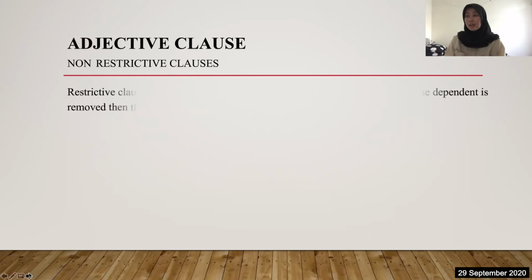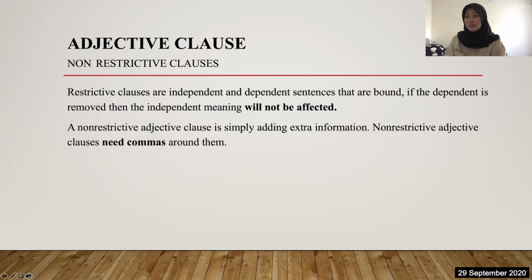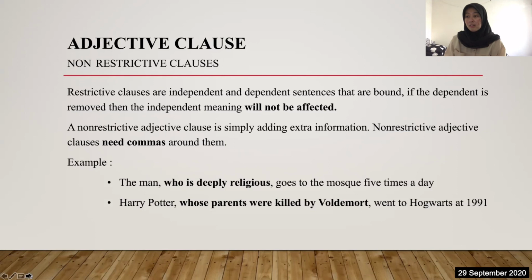Non-restrictive clauses. Non-restrictive clauses are independent and dependent sentences that are bound. If the dependent clause is removed, then the independent meaning will not be affected. A non-restrictive adjective clause is simply adding extra information. Non-restrictive adjective clauses need commas around them. For example, the man, who is deeply religious, goes to the mosque 5 times a day. Harry Potter, whose parents were killed by Voldemort, went to Hogwarts in 1991.